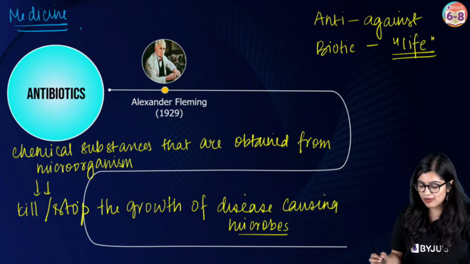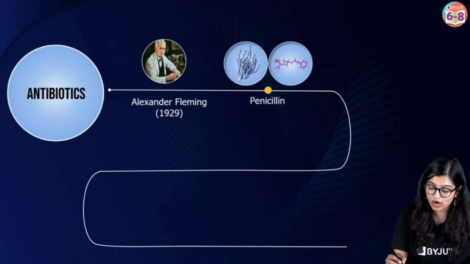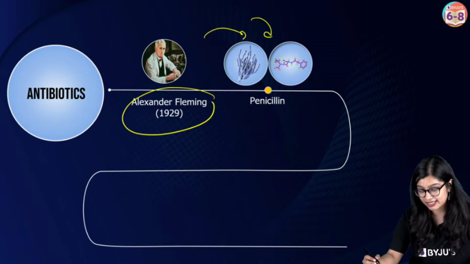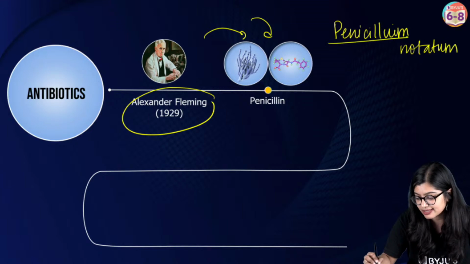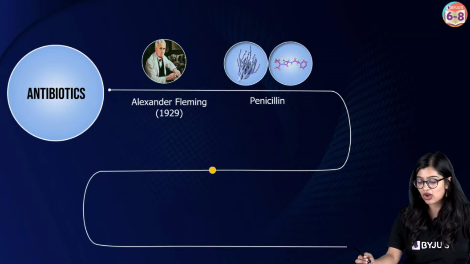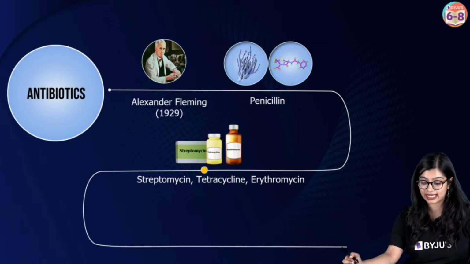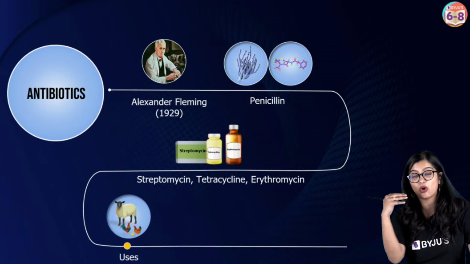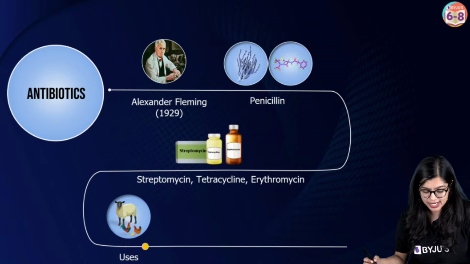Yes? So this is what we understand as antibiotics, right? The first antibiotic was discovered by Alexander Fleming, and the antibiotic he discovered was penicillin from a fungus called Penicillium notatum, right? So this was the first antibiotic. Other examples are streptomycin, erythromycin, tetracycline. And it is used not just for human beings, but also to treat and protect animals. It is mixed with the animal feed, right?